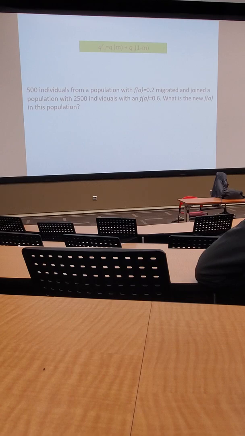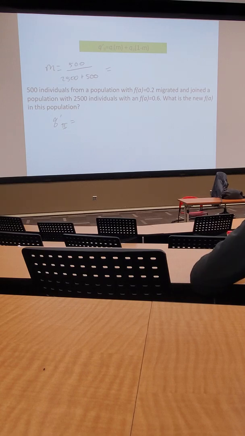Migration value? Yeah, I'm missing M, so we can calculate that. M was migrants divided by new population total. The migrants should be present in the numerator, that's who they are, but they're also in the denominator. They're contributing to the size of this new population. So 500 over 3,000, I don't remember what that is off the top of my head. Now we can use the equation. Now we can plug in.